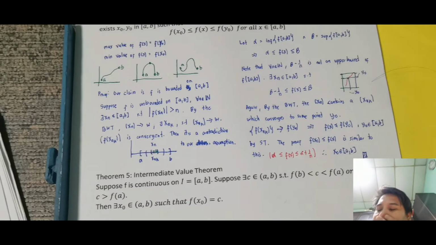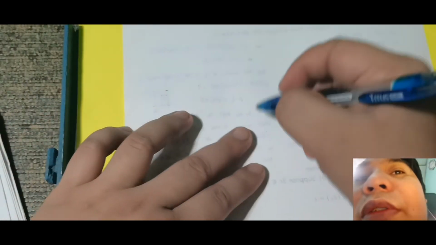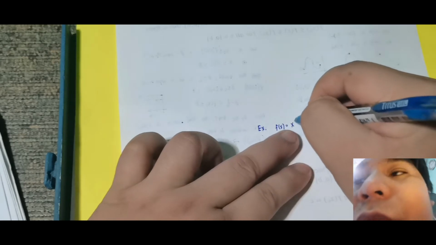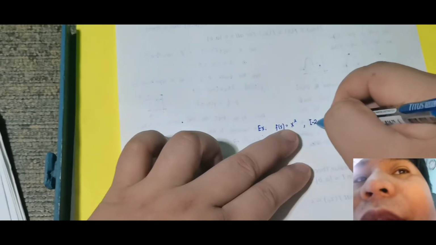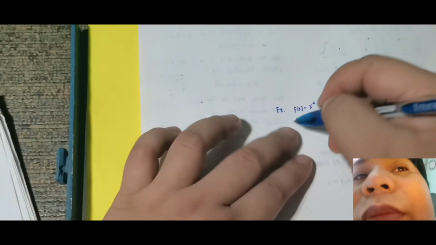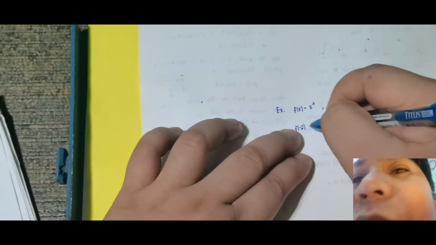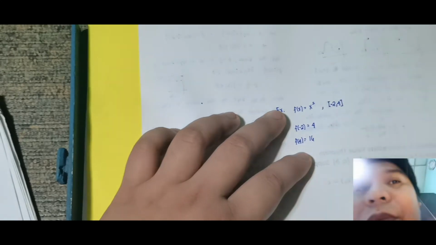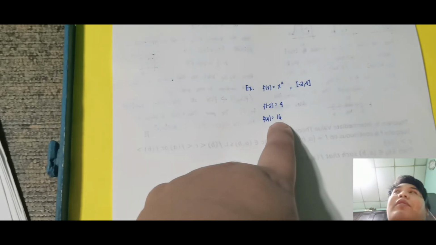So ano bang pwede kong example dito sa extreme value theorem? Wala kasi akong example, wala na kasing space. Example na lang natin ito. So example, mayroon akong function na f of x is equal to x squared on interval negative 2, 4. Okay? So pag chinek ko, yung f of negative 2 is equal to 4. Yung f of 4 is equal to 16. So, ibig sabihin, yung 4 yung minimum value, yung 16 yung maximum value.